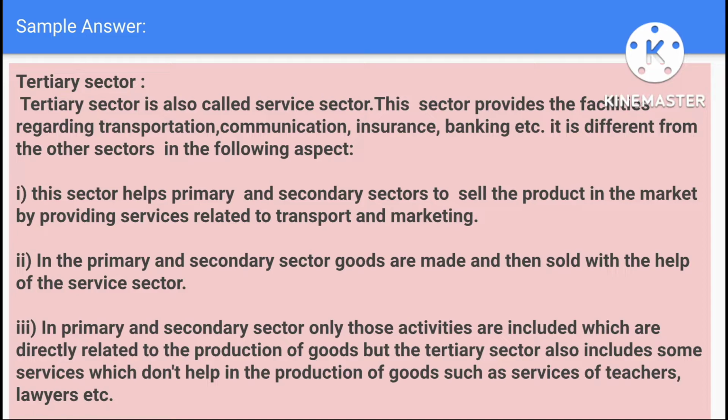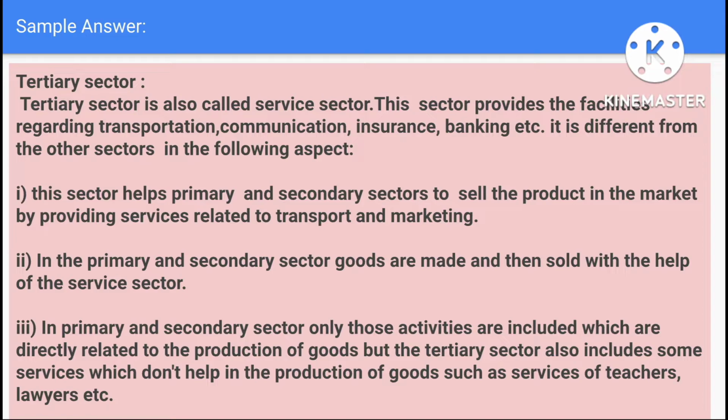And the third point, when you read, you will get the idea that it is the primary and secondary sector which produce goods, but the tertiary sector produces some goods as well as services, and mostly it produces services which directly satisfy human wants, such as the services of teachers, doctors, and lawyers. So in this way it is different from the primary and secondary, and it helps in the primary and secondary production.